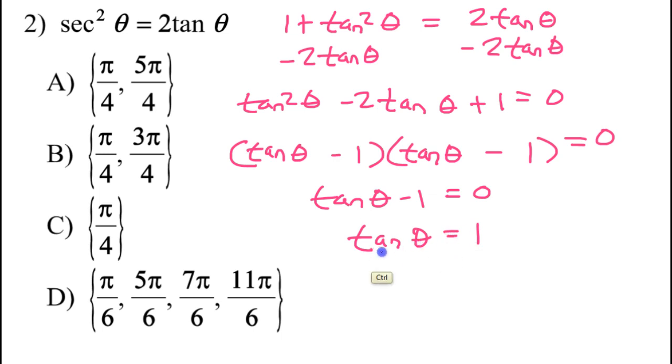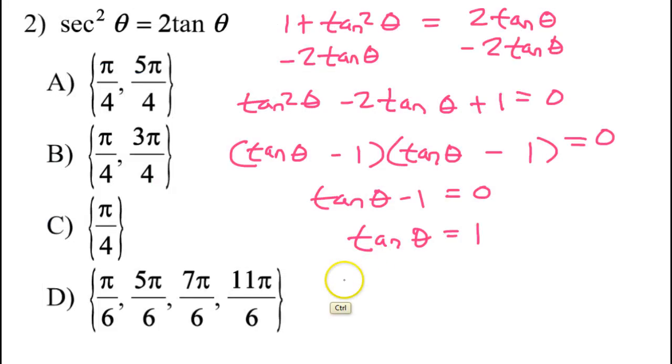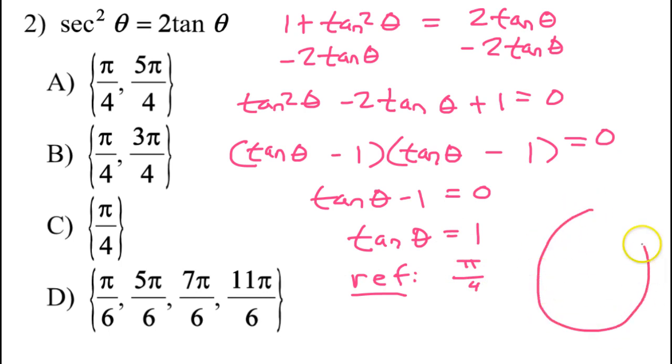So the tangent of what angle is equal to 1? This should be popping into your head, but just in case you're struggling, the tangent of pi over 4 is equal to 1. Again, that tells us the reference angle. So the reference angle is pi over 4. Okay, so let us consider a chart.